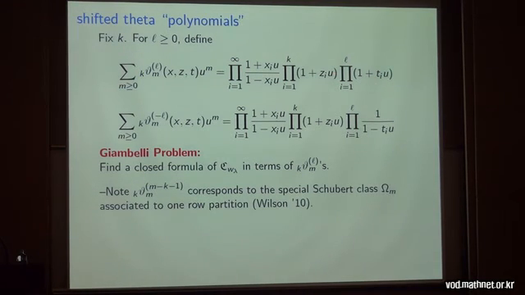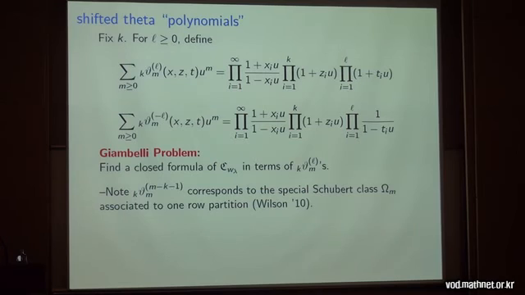The number of t parameters involved in this theta is indexed by L, and so you also introduce this minus L, and then you divide by this 1 minus t_i u. Anyway, both the number of t's involved are specified by this L. And the Giambelli problem is basically to find a closed formula of this double Schubert polynomial in terms of those theta polynomials. Okay?